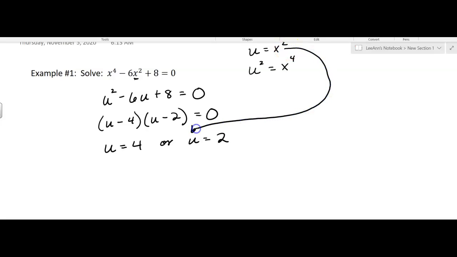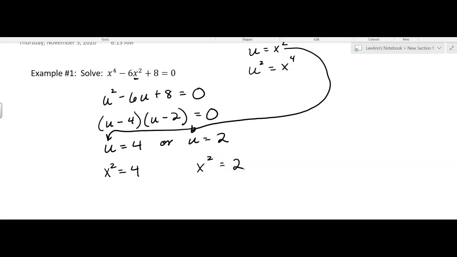u is x squared, right? And so we have to plug that in. So now we're going to make two equations. One's going to say x squared equals 4. And the other one says x squared equals 2.